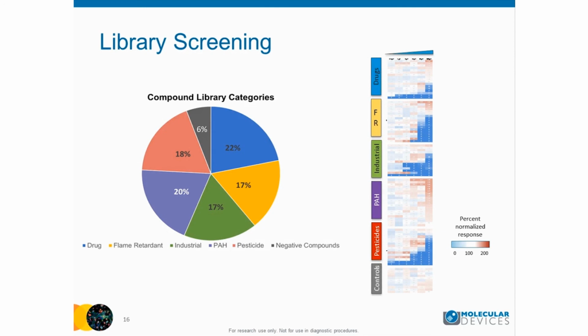Here you can see a heat map of the responses for the peak rate, where blue corresponds to decreasing peak rate and red corresponds to an increase in oscillation rate. You can see that a number of compounds cause significant changes in the peak rate and also in other readouts.